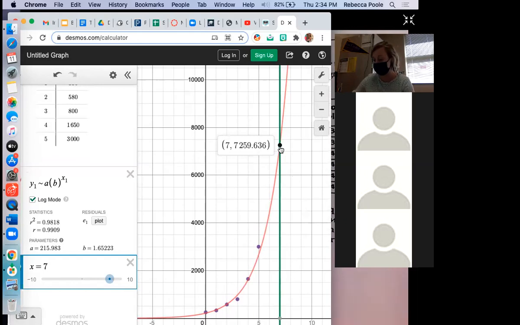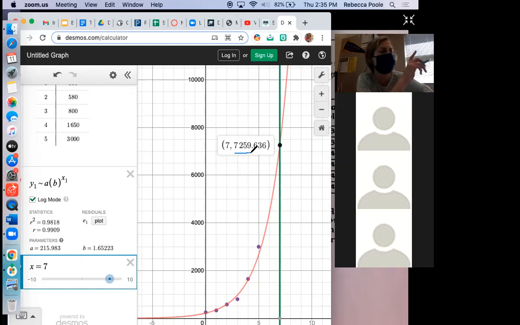Yeah, okay, some of them are saying yeah. Everybody look, if you typed in X equals 7, did yours do what mine did? If not, I'll come help you in a second. But look, how many bacteria did we have after 7 hours? 7,200.